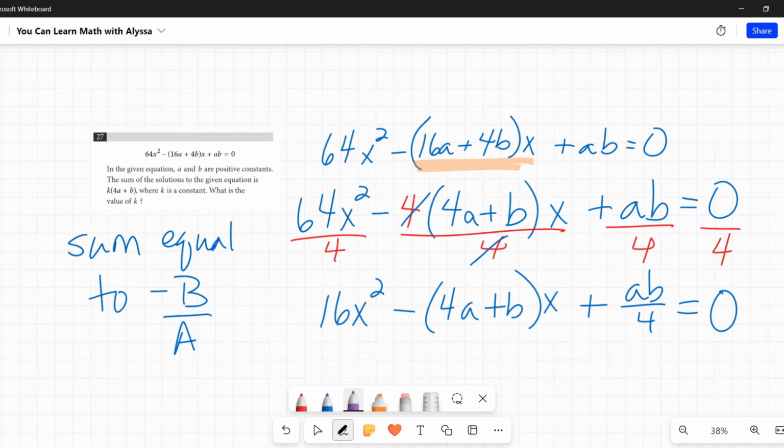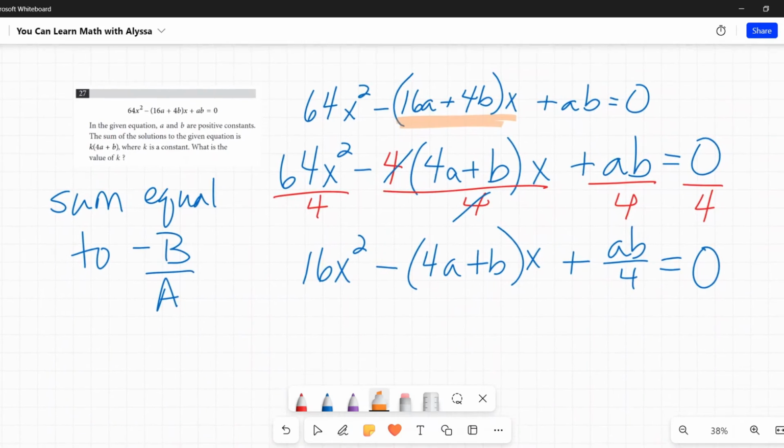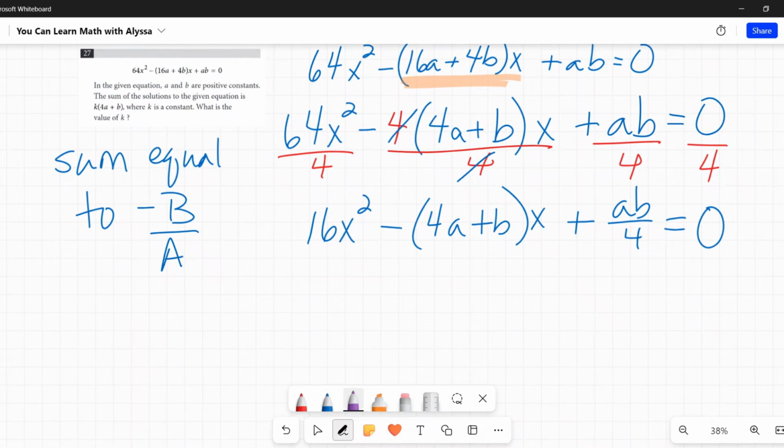And this is the big B, big A. So in this case, b would be negative 4a plus b, and my a would be 16. Okay, so the sum of the solutions is going to be equal to that. So let's plug those in and see what we get.